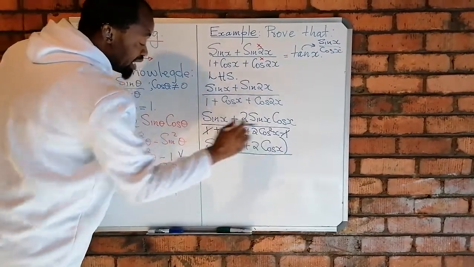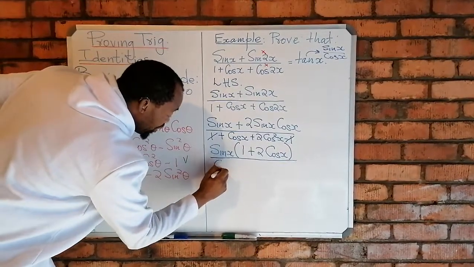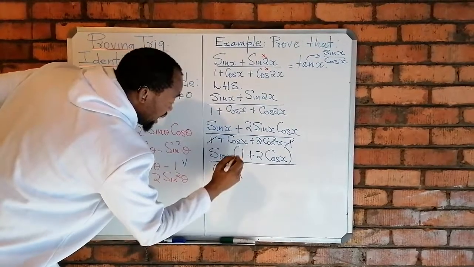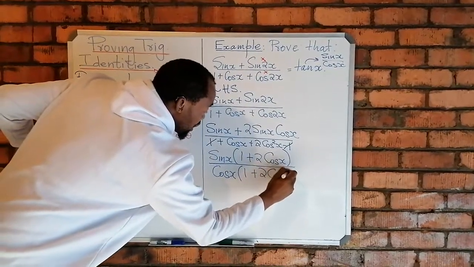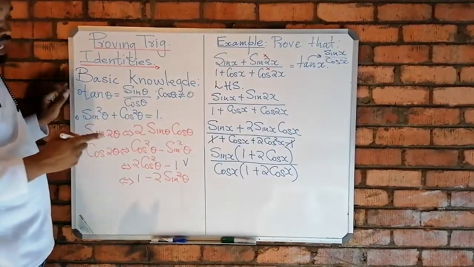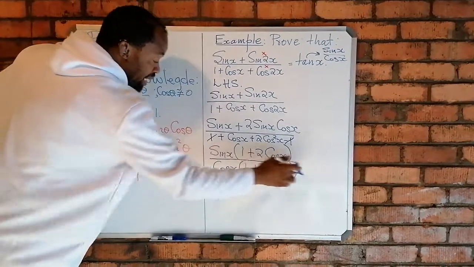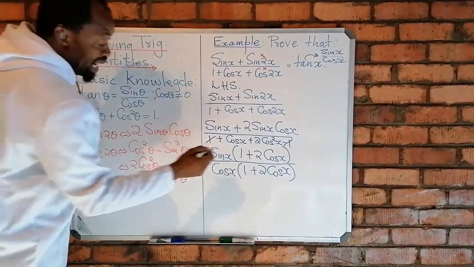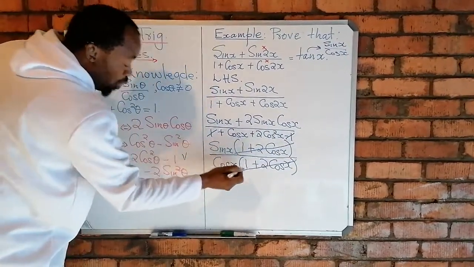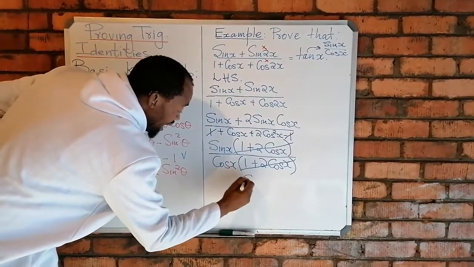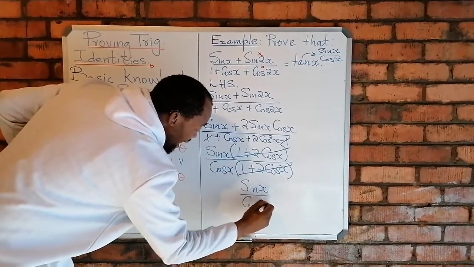Again here, I can factorize by removing the highest common factor. My highest common factor is cos x. And of course, I'm left with 1 plus 2 cos x. I close the bracket. Now, looking at this, I am multiplying, dividing and multiplying. It says now I can cancel the same. That whole bracket there cancels the whole bracket. And my answer is sin x divided by cos x.